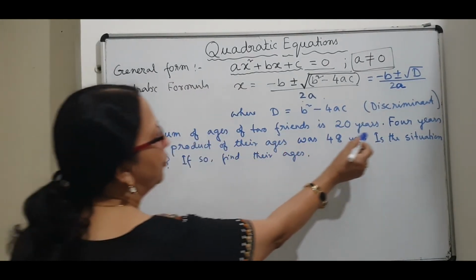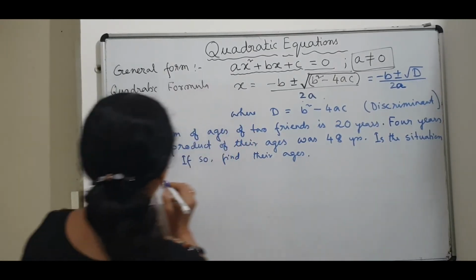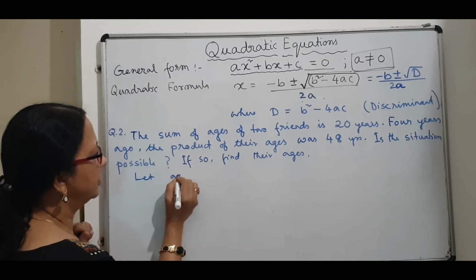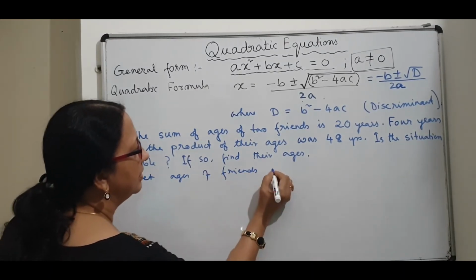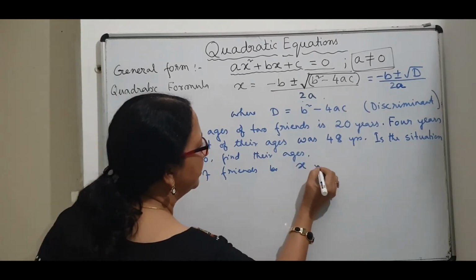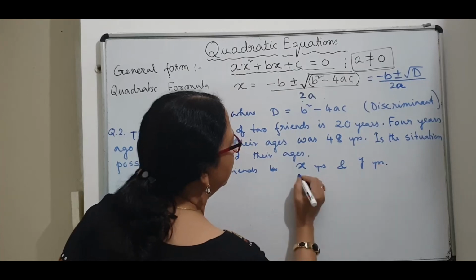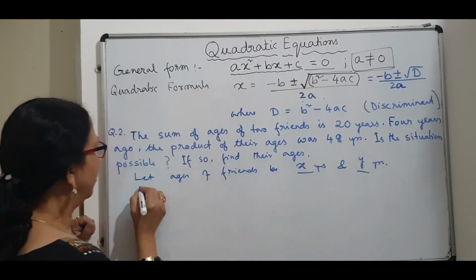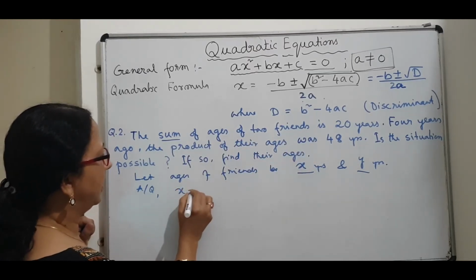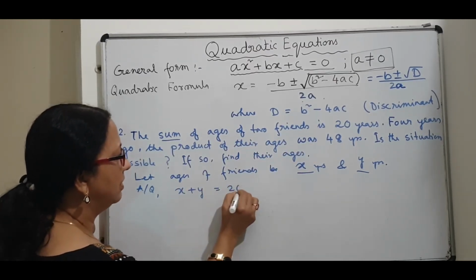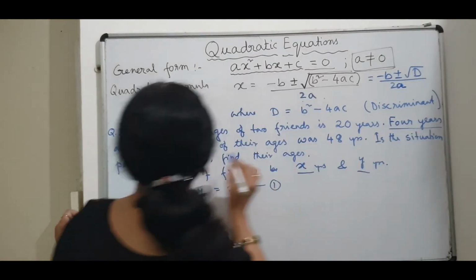The sum of the ages of 2 friends is 20 years. So let the ages of the friends be x years and y years. These are the two variables I've taken. According to the question, the sum is 20, so x plus y is 20. That is the first equation. And next condition, 4 years ago.